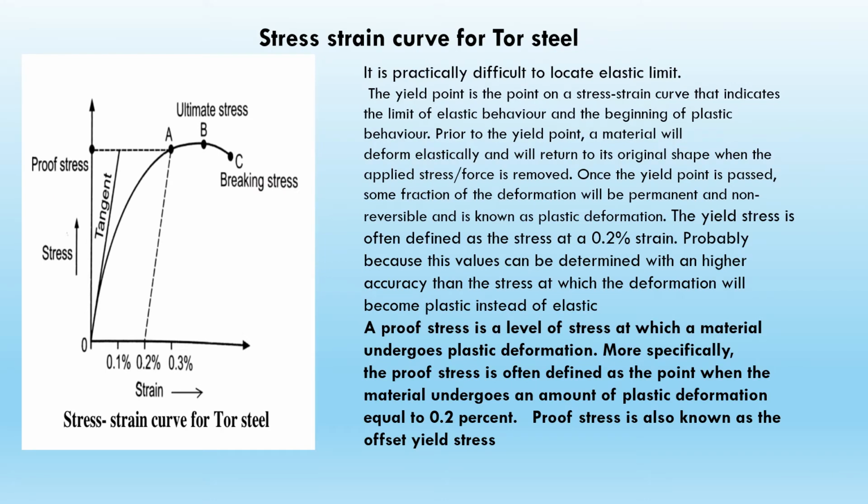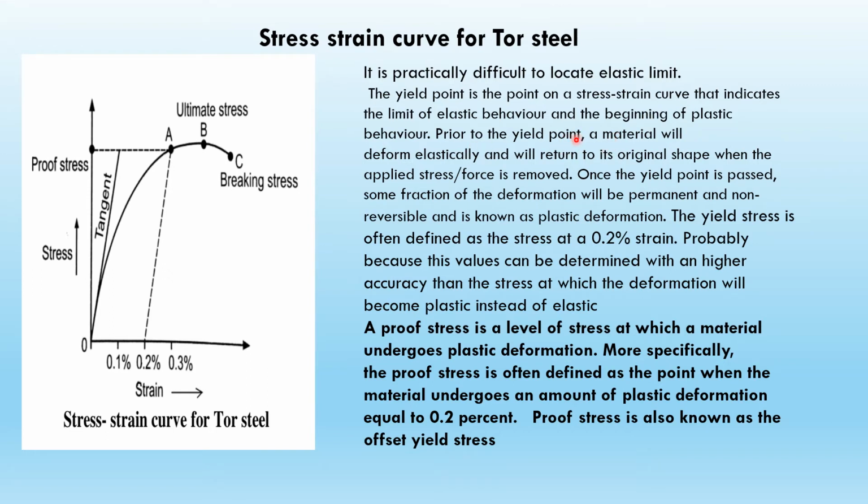Now this is a stress strain curve for the tor steel. Now for the tor steel, this is a stress strain curve. Here point A is a proof stress, B is the ultimate stress, and C is a breaking stress. Here what happens is, it is practically difficult to locate the elastic limit, and the yield point is a point on the stress strain curve that indicates the limit of elastic behavior and the beginning of the plastic behavior.